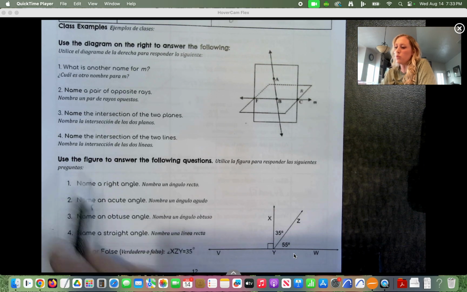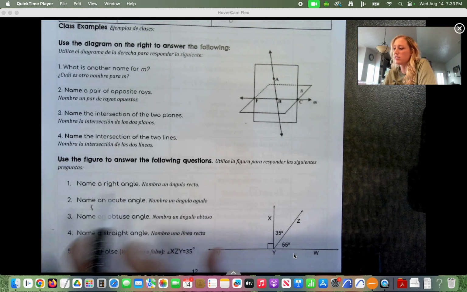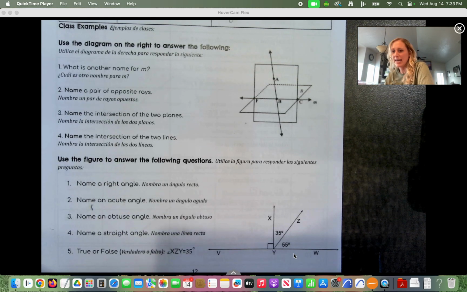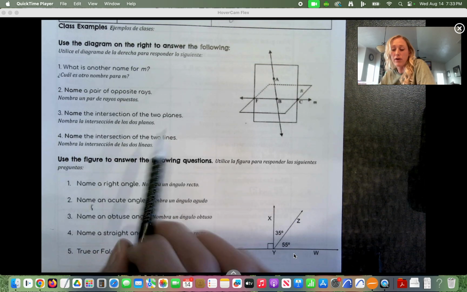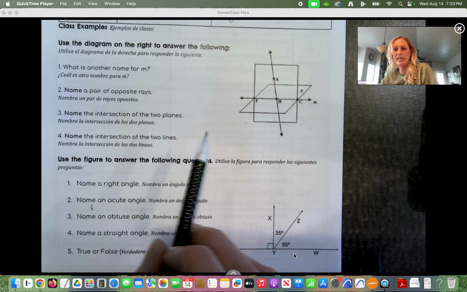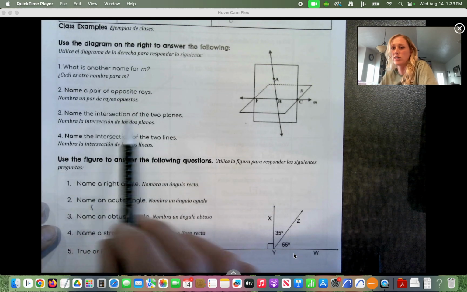So what we're focusing on in these examples is how to properly name geometric figures. So we're really going to be focused on the notation here. Again, this is kind of like the grammar of math. And so this is a big part that we're going to use all throughout the year. So we're just setting the foundation up in this first section.